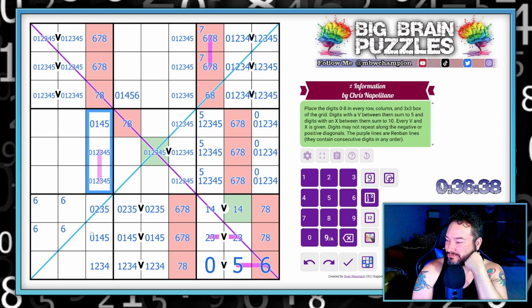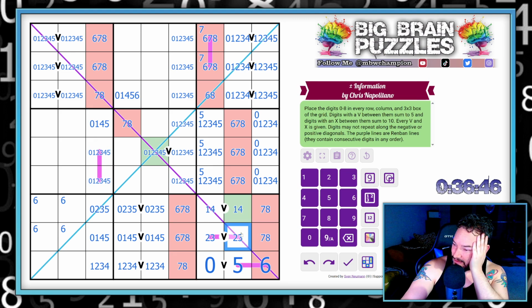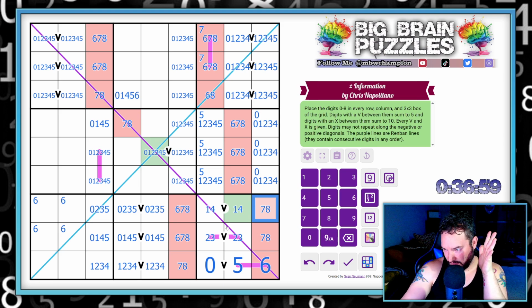And again, this is going to be all dependent. Like this one's going to be all dependent on this. Like if this is a 2, that's a 7, and that's an 8. It flows the moment that you break this puzzle. I just don't know how it breaks though.